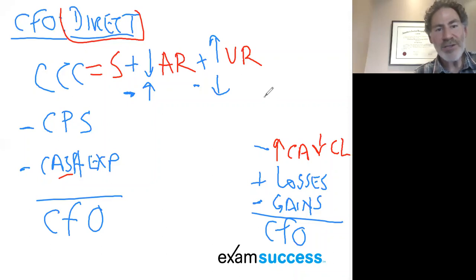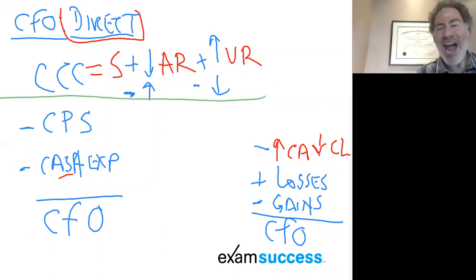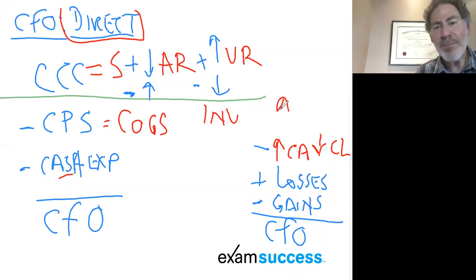All right, let's now switch over to the cash payments from suppliers. And this requires an adjustment. Well, it starts with the COGS. So let's just write this in here. Cost of goods sold, COGS. And then it's adjusted for the inventory and the accounts payable.